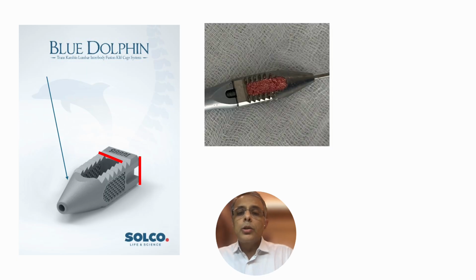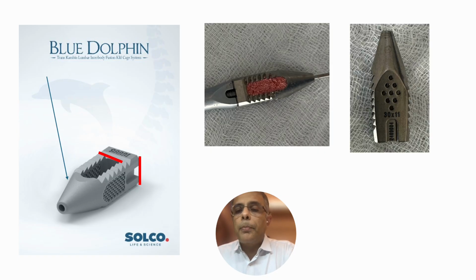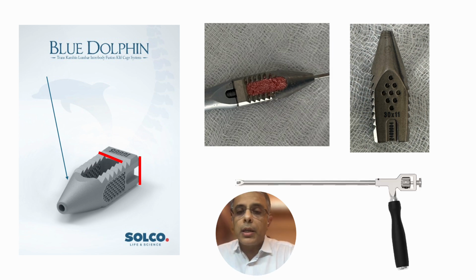So this is the width of the cage which is seen, and this is the height of the cage. You can see that the cage is slightly lordotic so that it will prevent the back out of the cage if at all the segment is loose. And this is the handle, which has a 90 degree handle provided. So you insert with the handle in a horizontal position.